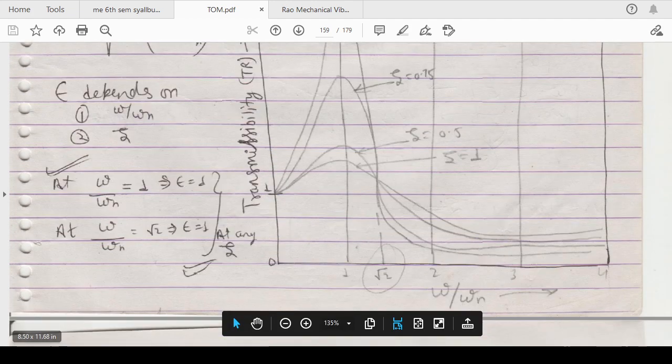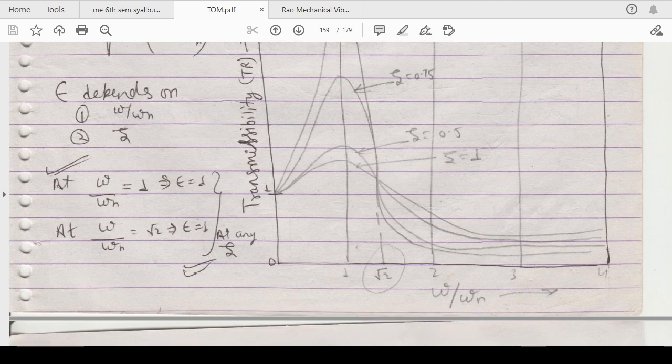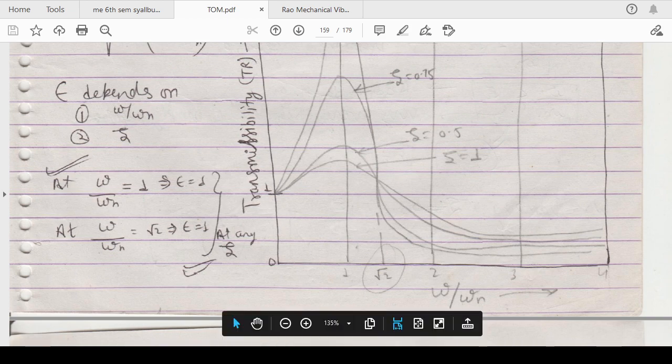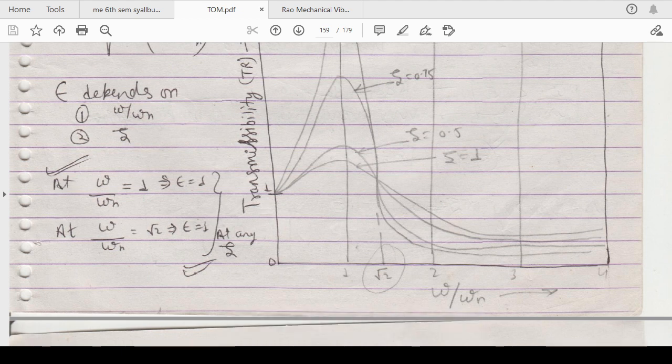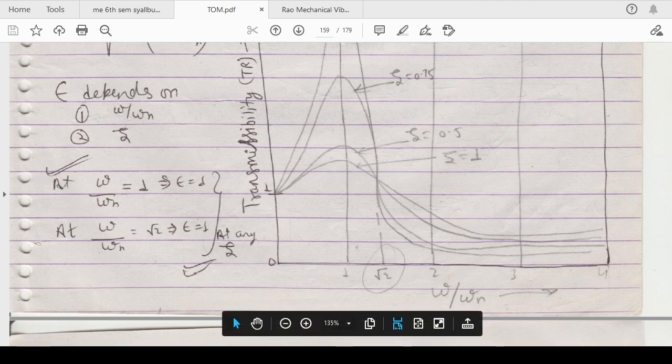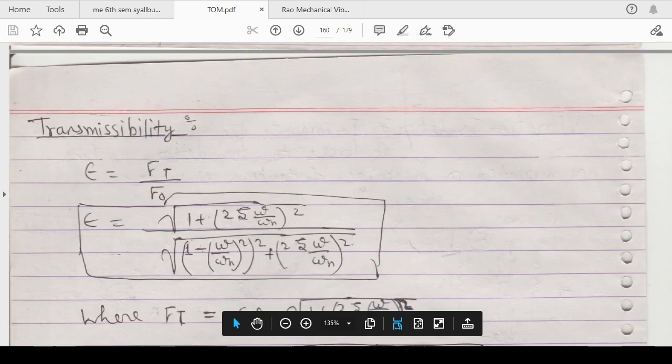When omega by omega n is equal to 1, then epsilon will be 1. If it is root 2, then epsilon will be 1. So at these two conditions, this transmissibility ratio will be 1, meaning the force transmitted to the foundation is equal to the applied force. Similarly, you can also enumerate these conclusions with the help of these graphs of transmissibility versus omega by omega n, and also fetch it from the books.